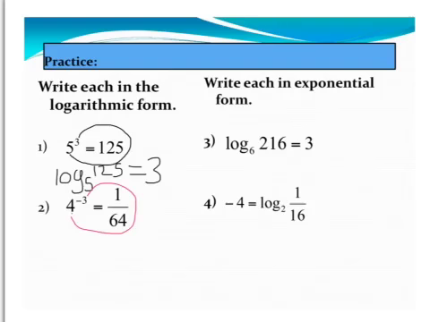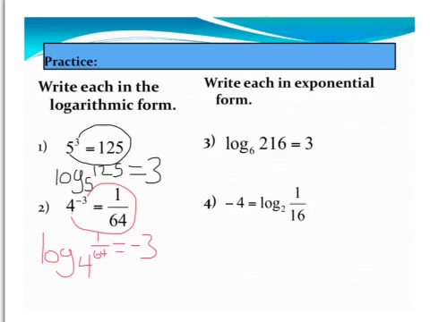So the first number I pass by is this 4. So it's going to be log base 4 of 1 over 64 equals negative 3. And that would be my answer. We're just switching back and forth between the two. Alright. Any questions? Just kidding, I can't actually answer questions.